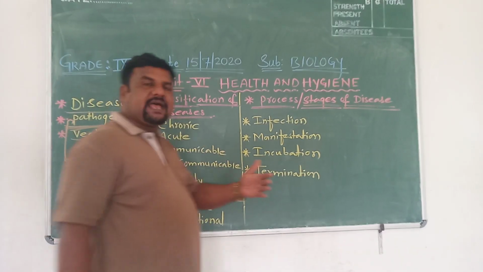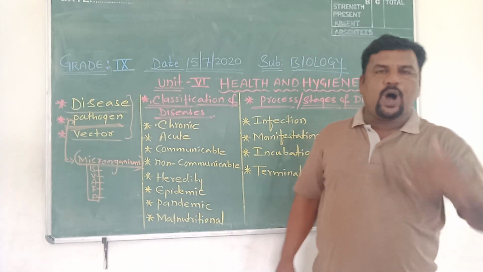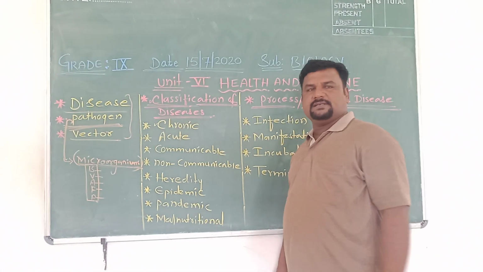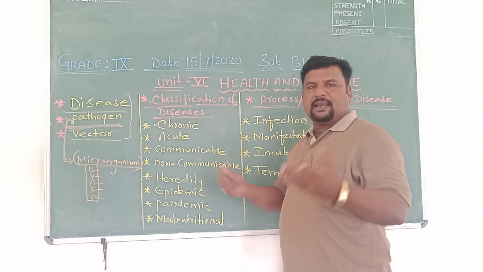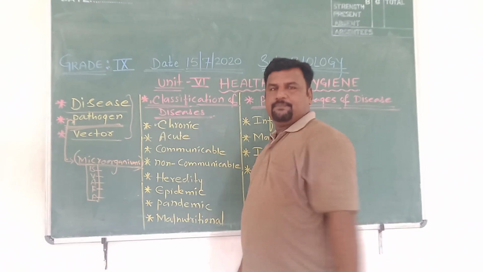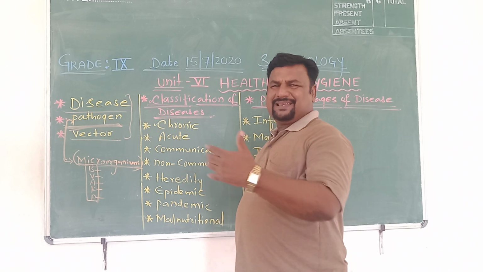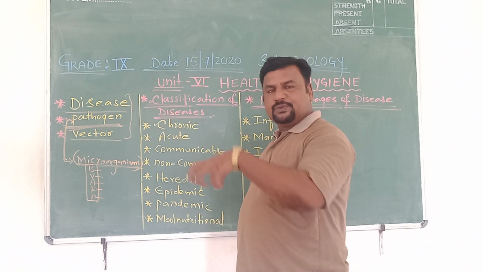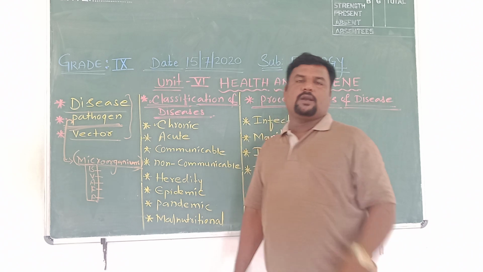And what are vectors? Different animals act as vectors. For example, a dog acts as a vector for rabies. A female anopheles mosquito acts as a vector for malaria. These are examples of vectors, the animals which carry disease causing organisms to us.